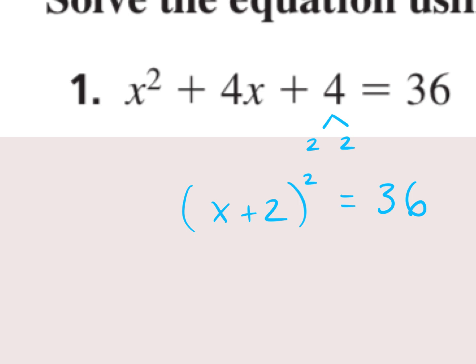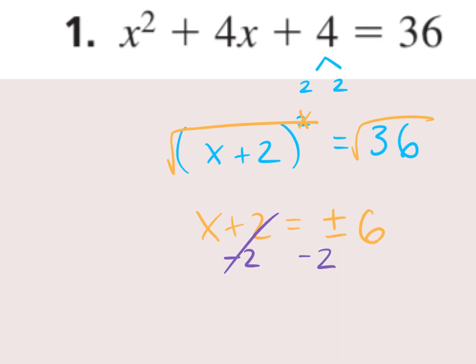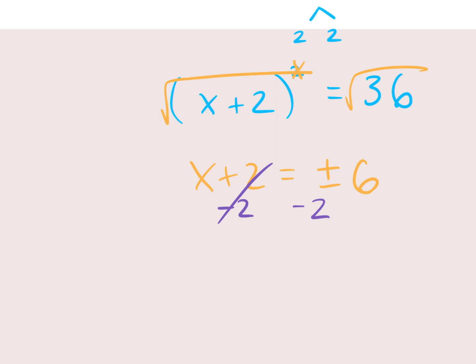Next, what would I do to solve? Square root both sides, cancel out with the squared. So I have x plus 2 is equal to what? Plus or minus 6. Now what would we do? Subtract 2. Can I combine 2 and 6? Are they like terms? Yeah. But because it's a positive 6 and a negative 6, we're going to split it and do it separate.